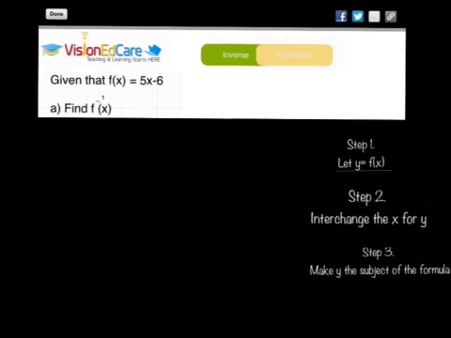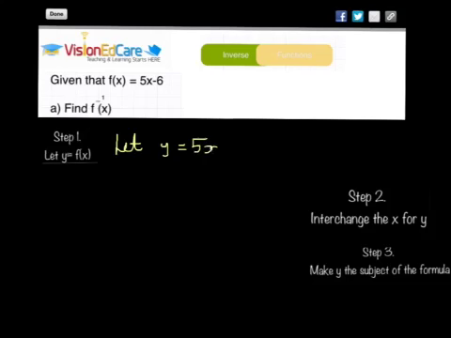So the first step is to let y equals f of x. So the function f of x is 5x minus 6. So we're going to let y equal to that. So let y equals 5x minus 6. That's the first step.